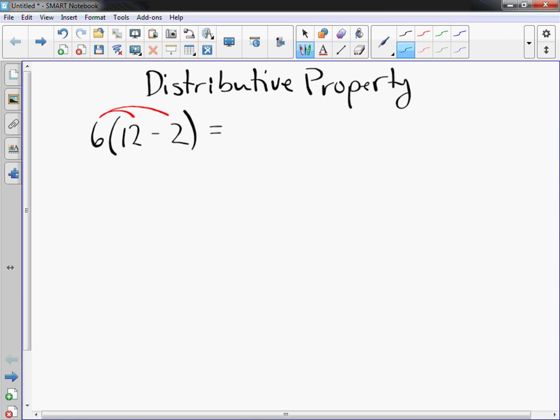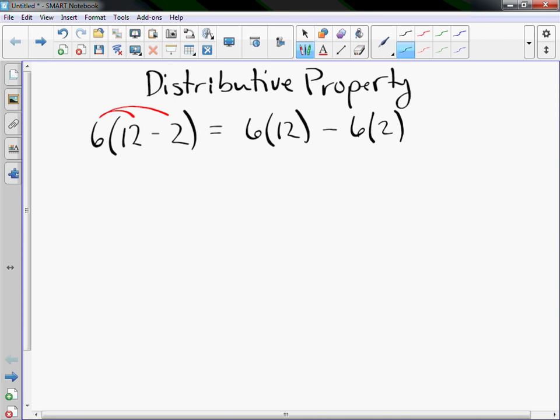So this says that the 6 needs to be multiplied by the 12. And I'm going to leave my minus sign in there. And the 6 needs to be multiplied by the 2. Okay, and now if we evaluate, we should end up with the exact same answer we were getting the other way. Let's see, 6 times 12. 6 times 10 is 60.